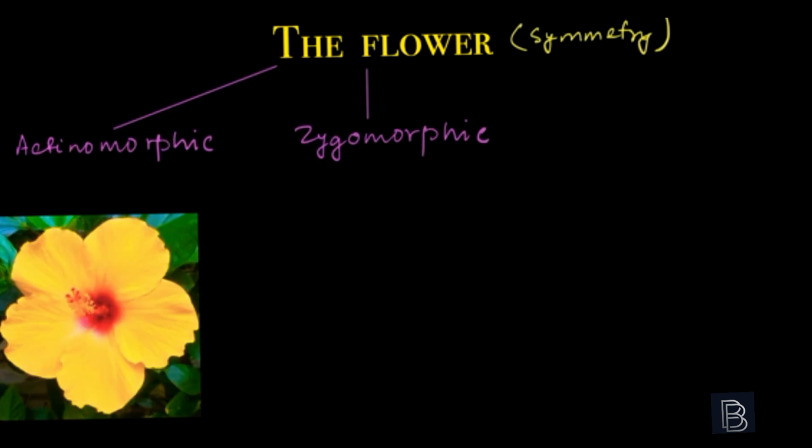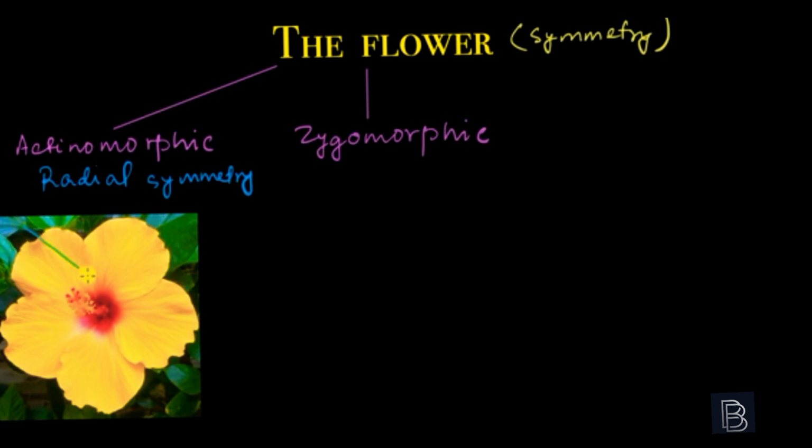What is actinomorphic? There is a radial symmetry in the flower. So what do I mean by radial symmetry? There is more than one plane which can divide the flower into two equal parts. So actinomorphic has radial symmetry, and there are more than one planes which can divide the flower into two equal parts, like this.